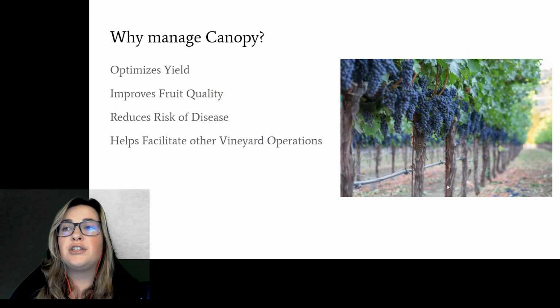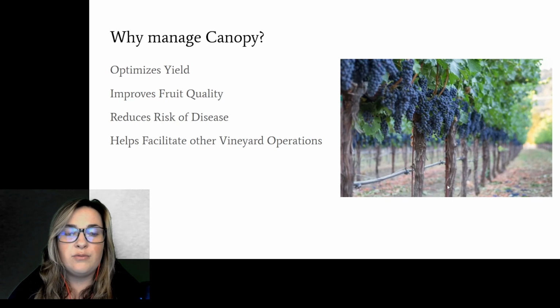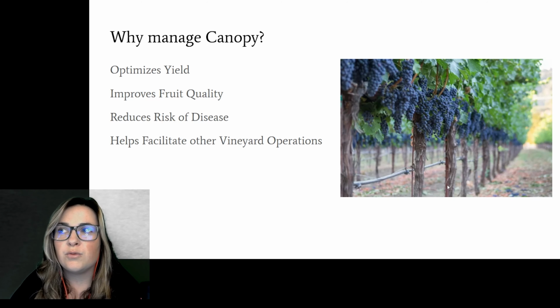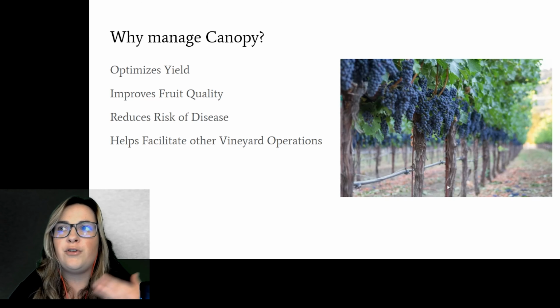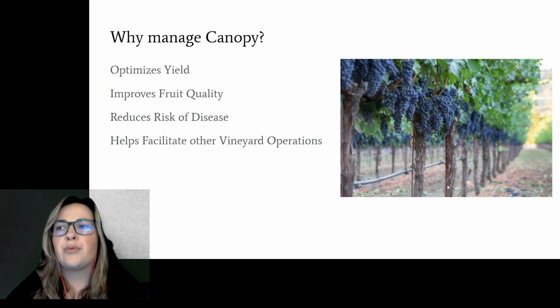So why manage a grapevine canopy? Well, we want to optimize the yield of fruit and the fruit quality itself. We want to reduce the risks of disease and also facilitate other vineyard operations. Whether you're working in a vineyard purely by hand or you have some mechanized equipment too, it'll benefit you for everything to be more uniform, and it'll help downstream processes.